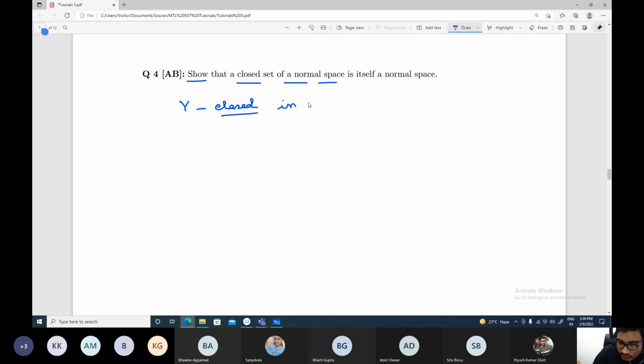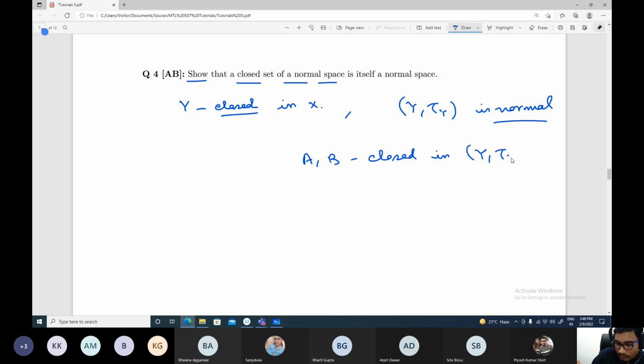Y is closed in X. You have to prove that (Y, tau Y) is normal. To prove normal, you have to take two elements, say A, B, closed in (Y, tau Y).